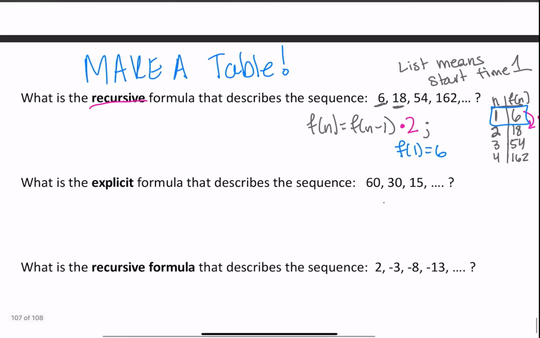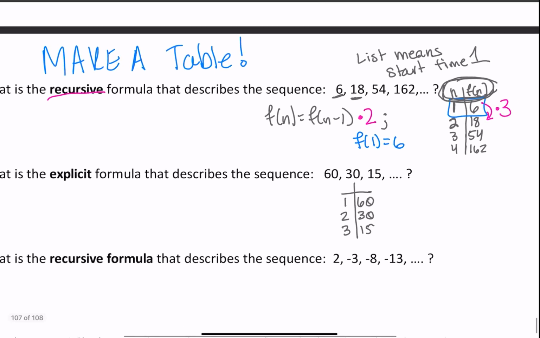Make a table. So I'm not going to write the n and f of n anymore. You should know the n is on the left and f of n is on the right. 60 is my first number, so we start 1 with 60. 30 is my second number, so we have 2 and 30. 15 is my third number, so we have 3 and 15. Now, you will probably say, hey, we're dividing by 2 down our table. But when we use geometrics, we can't say dividing by 2. We have to change it to multiplication, which is times 1/2.